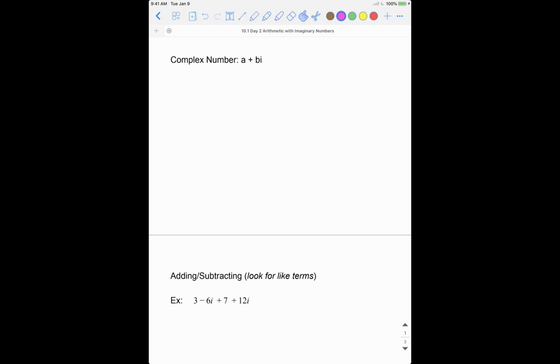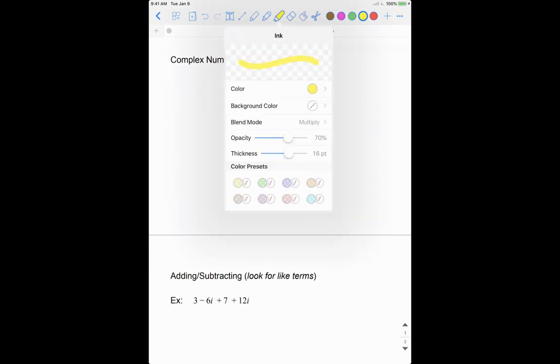All right, so next we'll look at this idea of a complex number. The reason we started with imaginary numbers is that complex numbers involve an imaginary part. This bi part is our imaginary part, right? That's i, and then some number b, and it gets our real part as well.